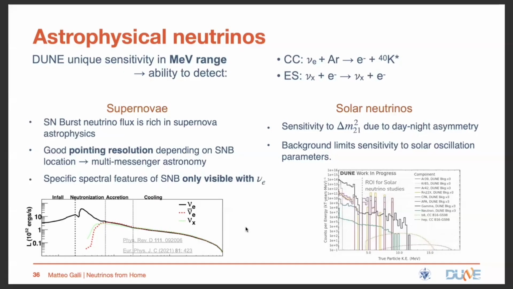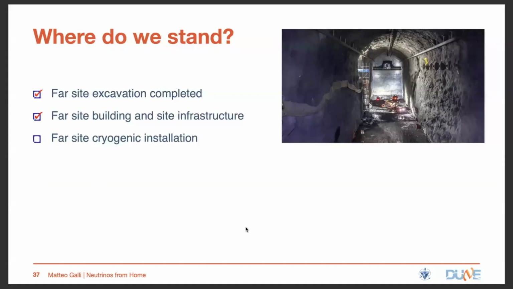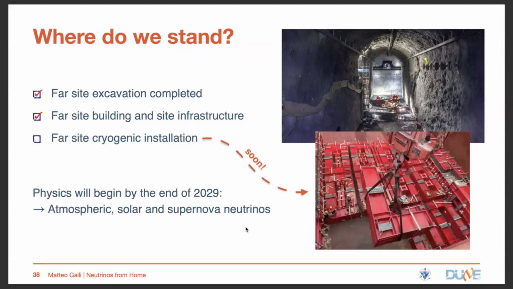Additionally, DUNE can observe solar neutrinos, testing day and night asymmetries. Studies are ongoing on the background that limits the sensitivity to oscillation parameters. So far, the excavation and the infrastructure at the far detector is completed. Far-side cryostat construction is about to start, and after this, the installation of the far detector modules. By the end of 2029, we will be ready to start our physics program with atmospheric, solar, and supernova neutrinos.